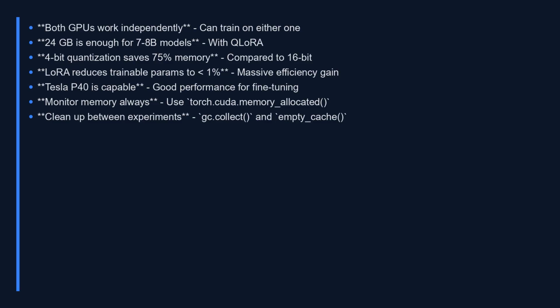Key takeaways. 1. Both GPUs work independently. Can train on either one. 2. 24 GB is enough for 7-8B models with QLoRA. 3. 4-bit quantization saves 75% memory compared to 16-bit. 4. LoRA reduces trainable params to 1%, a massive efficiency gain. 5. Tesla P40 is capable, with good performance for fine-tuning. 6. Monitor memory always. Use torch.cuda.memory_allocated. 7. Clean up between runs.